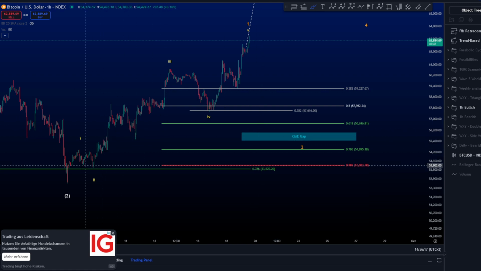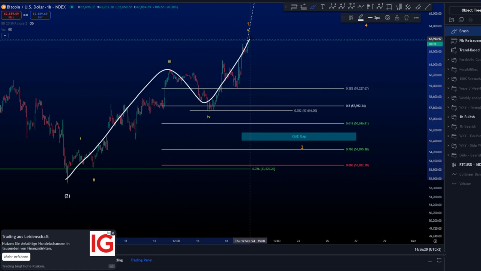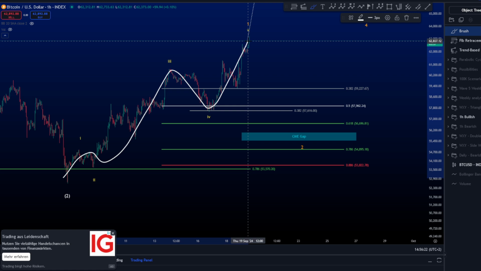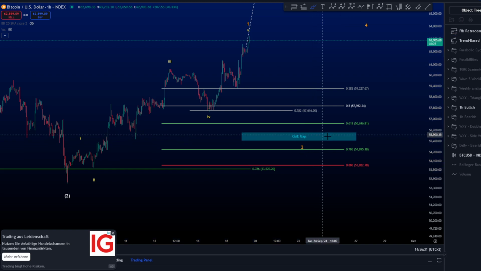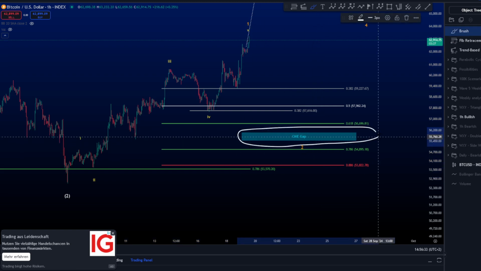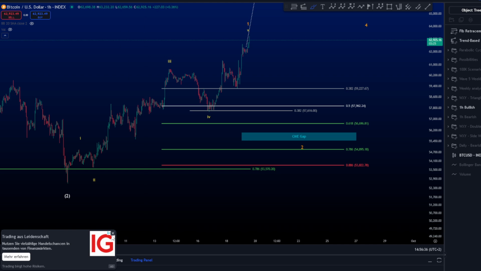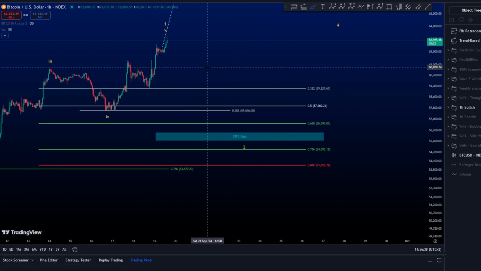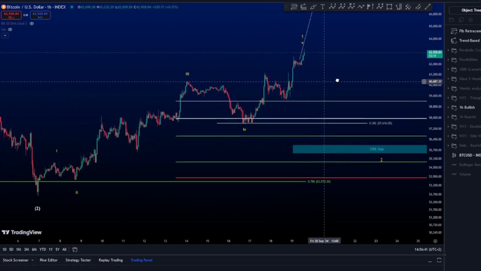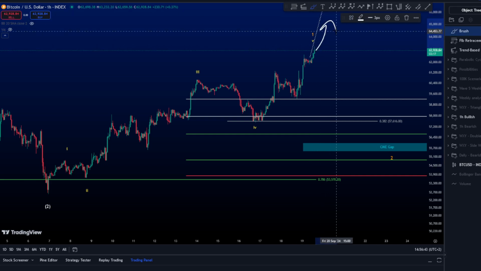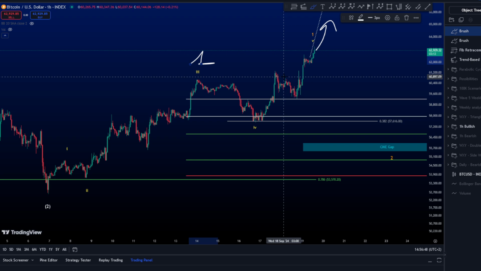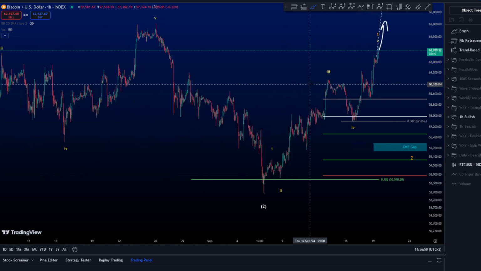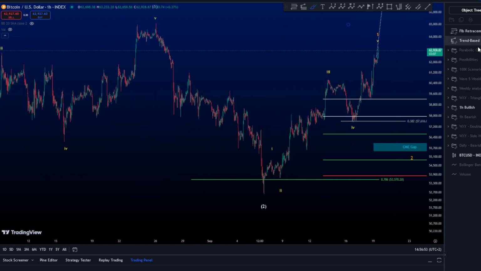However, in this scenario, if we are 1, 2, 3, 4, 5, and 5 finished here, then our wave 1 has finished here, and we are looking for wave 2, which is exactly inside the CME gap. Now, this scenario could be possible, okay guys, of course no financial advice here. It could also move up for continuation where our wave 1 has finished here. So the things are very critical and not easy, I would say.